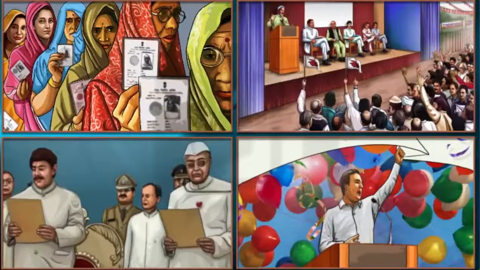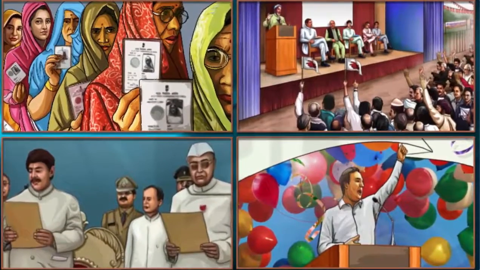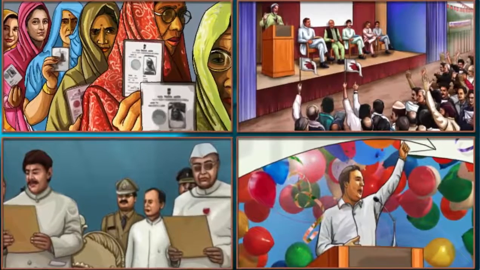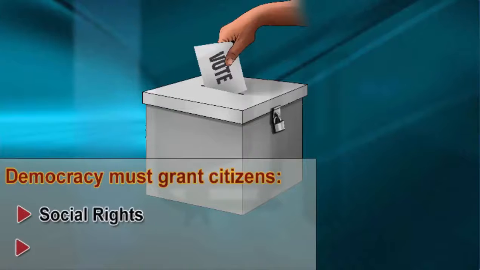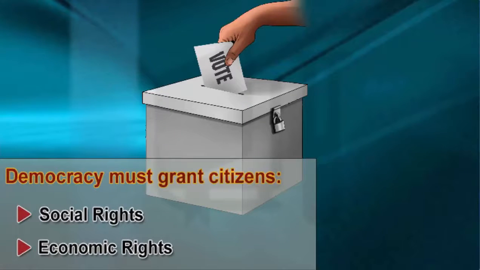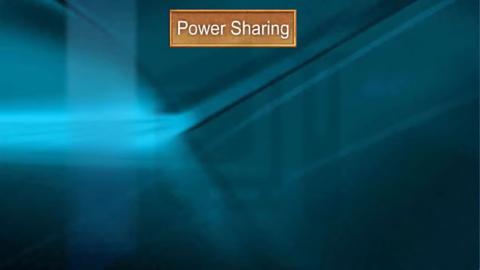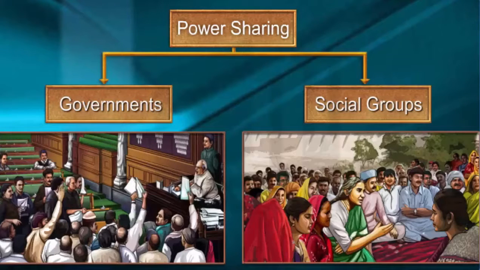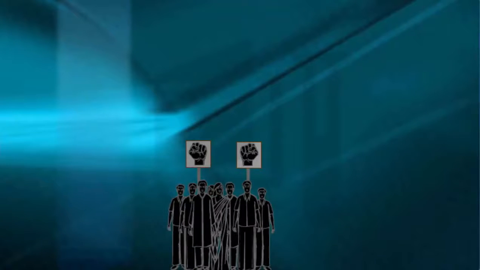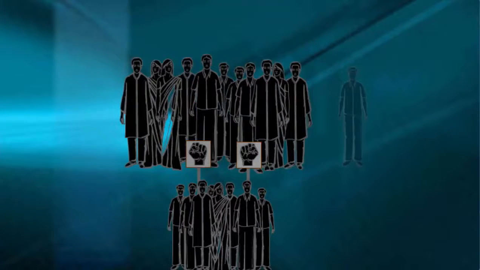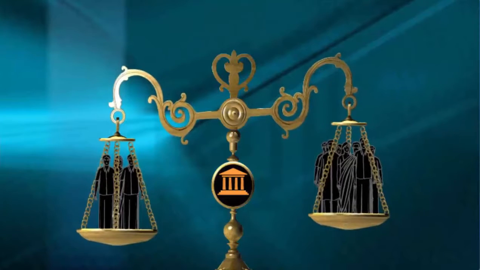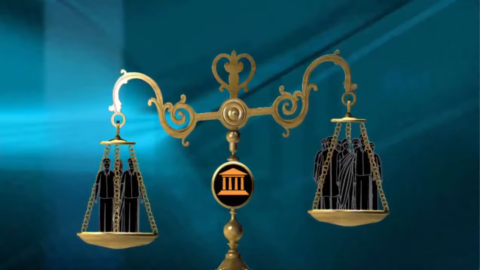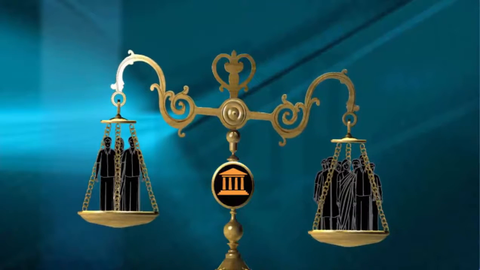Democratic rights should not be limited to voting, contesting, and forming political parties. Democracy should grant some social and economic rights to the citizens. The very spirit of power sharing should be extended to power sharing between governments and social groups. Modern democracy should respect the voice of the minority with the majority. The democracy should also extend its scope from mere government and its activities to eliminating discrimination of all kinds.